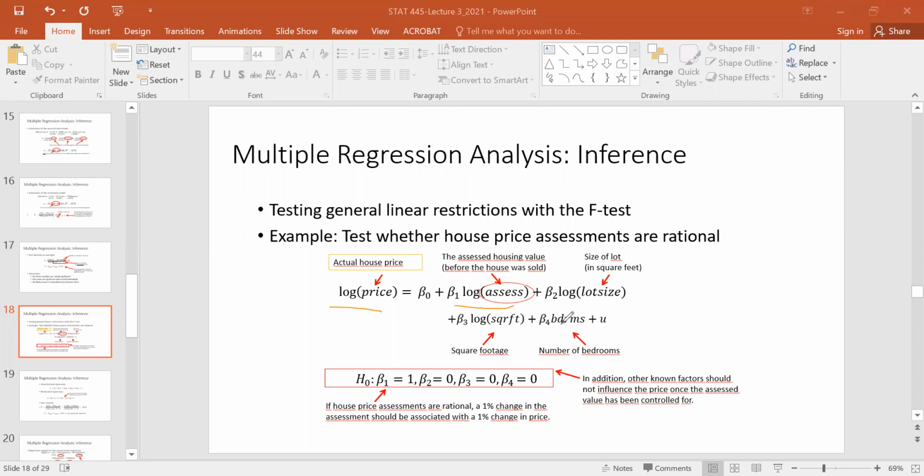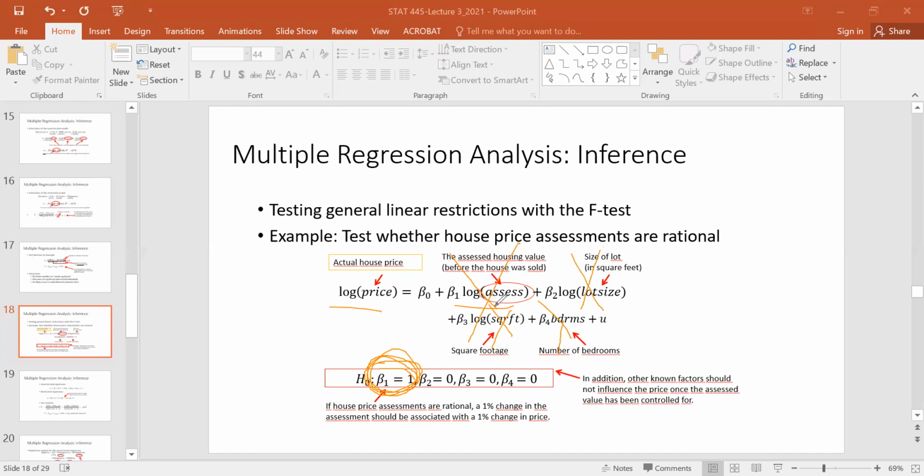But first of all, let us test some restrictions. So we are claiming that beta 1 is 0. In other words, this should not be here. Beta 2 is 0, this should not be here. That is if we accept this. Beta 3 is 0, and beta 4. So this is testing that all of them are 0, but there is a trick. This one is not 0, so it is not our usual overall significance. This one is 1. So you can be asked to test anything.